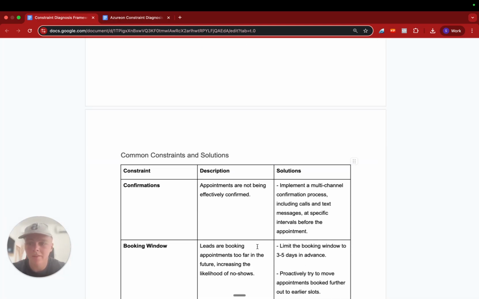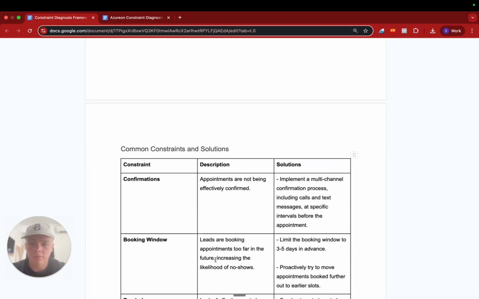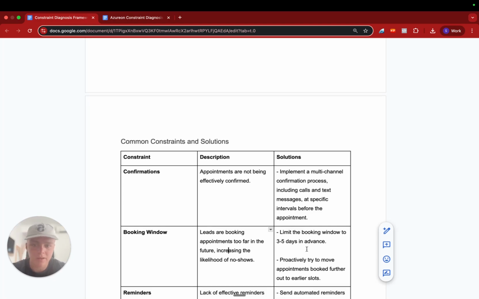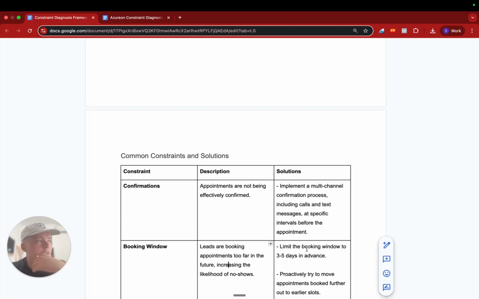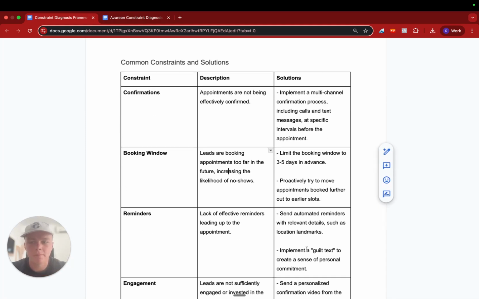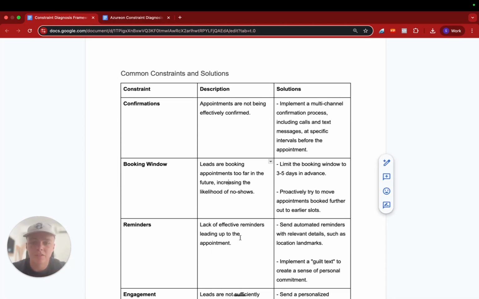Are leads being booked in too far out? This is going to significantly increase the likelihood of no-shows. So limit the booking window. Book people in for today, tomorrow. Don't leave it till next week. Think about it, if you've got a dentist appointment and you book that 4 months in advance, what are the chances of you really showing up versus if you booked it for today? Get the point.